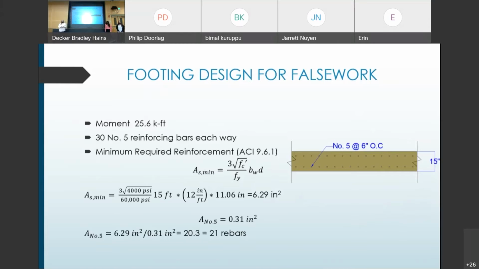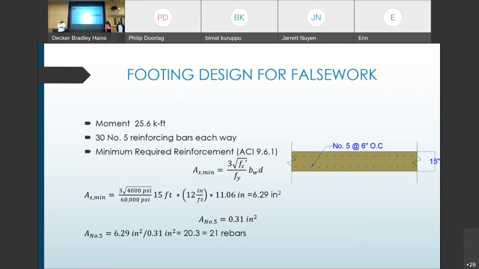Using RISA Foundation, a moment of 25.6 kip-feet was used to determine the reinforcement needed to support the footing. The RISA output gave us a total of 30 number 5 reinforcing bars in both the longitudinal and transverse directions. Then, verifying that calculation, we used ACI equation 9.6.1 to determine the minimum reinforcement area for the footing. Doing all that, we found that the minimum reinforcement area is 6.92 inches squared.